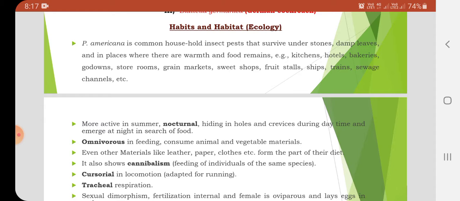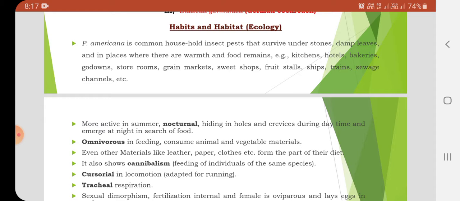In feeding habit, cockroaches are omnivores. They consume plant material as well as animal materials. Even other materials like leather, paper, clothes, etc. form part of their food.